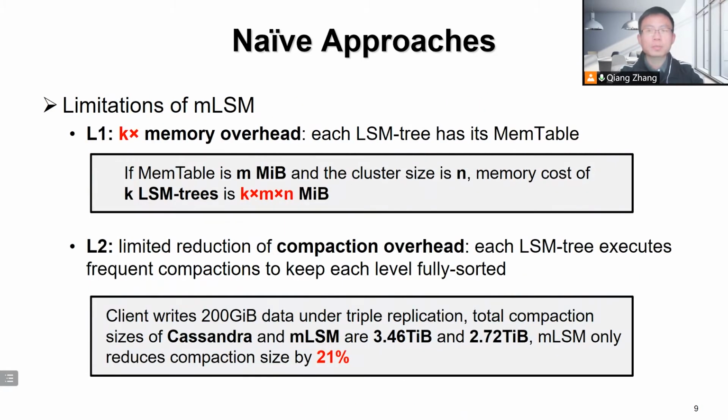However, the multiple LSM-tree design has two limitations. First, since each LSM-tree has its own memtable, the memory overhead amplifies by k times for k replicas. Besides, each LSM-tree incurs its own computation overhead for maintaining the fully sorted ordering in each level. Thus, the computation overhead is still significant. Our evaluation shows that when the client writes 200 GB under triple replication, multiple LSM-trees only reduce the total computation size of Cassandra by 21%.